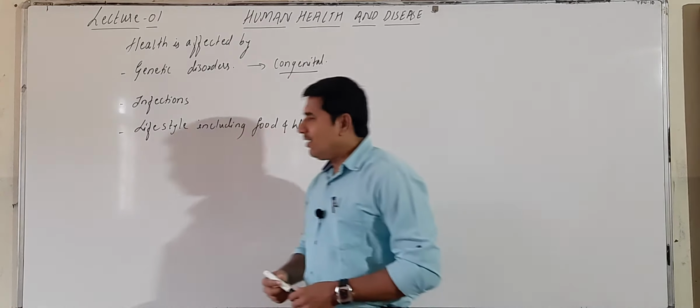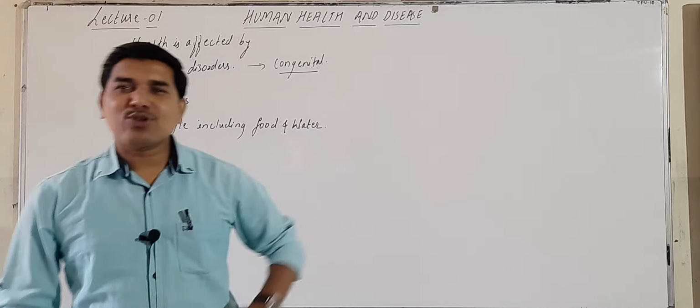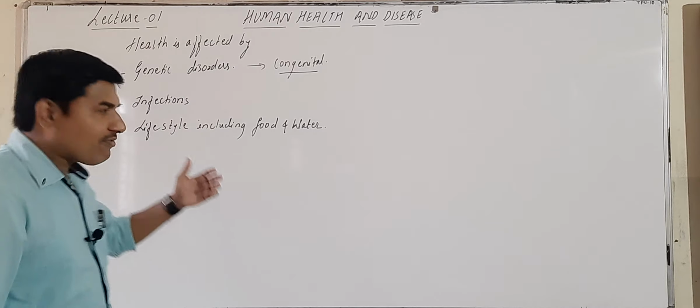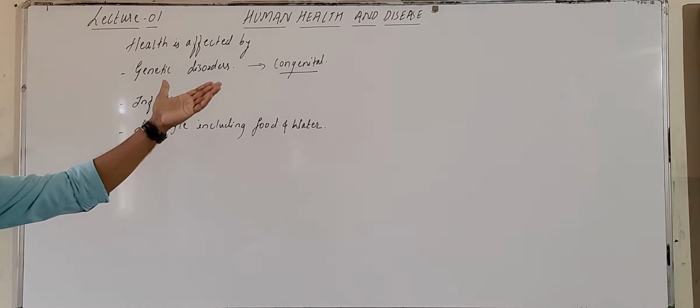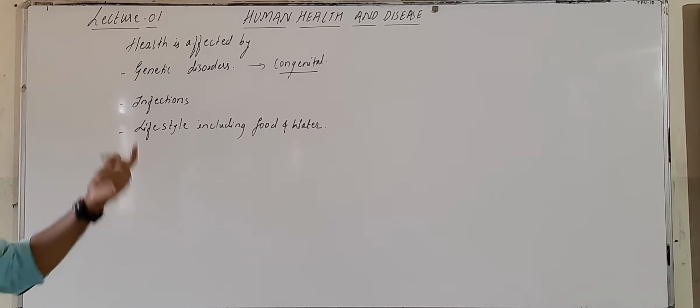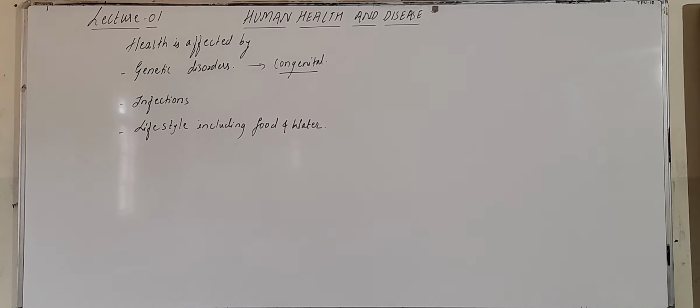Now let's go to the definition of health. Then after the definition of health, we will come across how health can be maintained. Then along with that, let's go to the diseases part. Now let's look at the definition of health here.